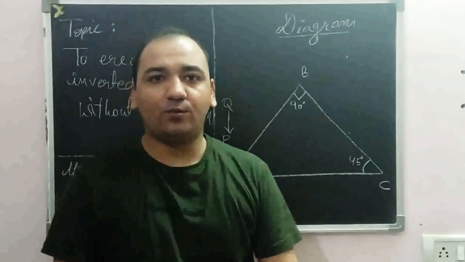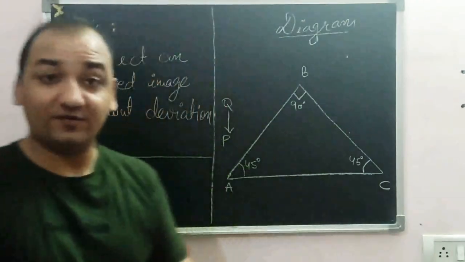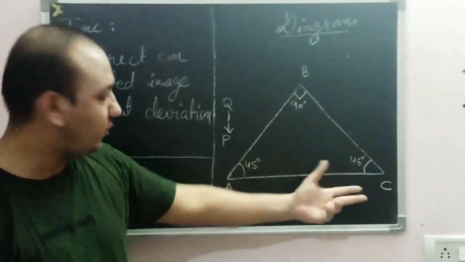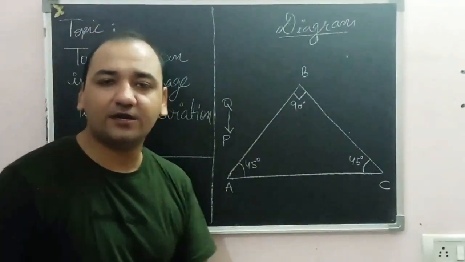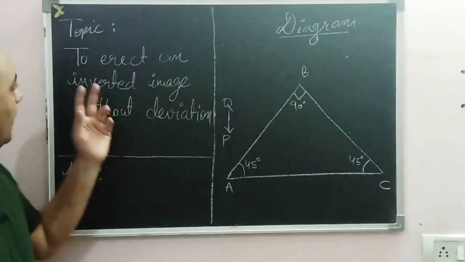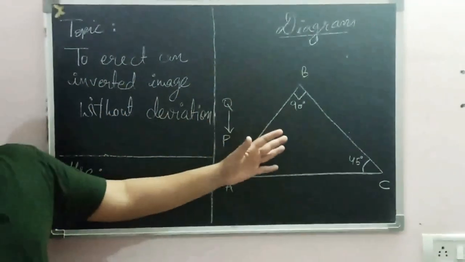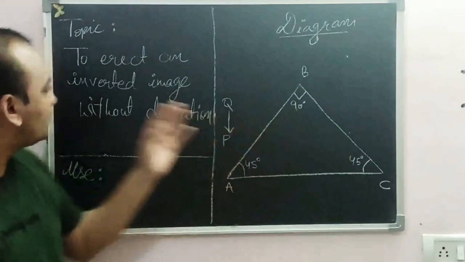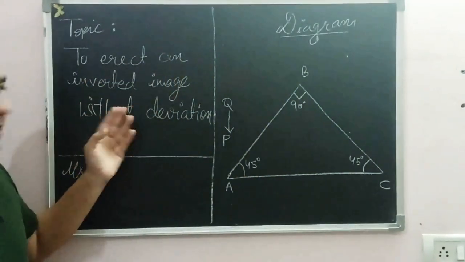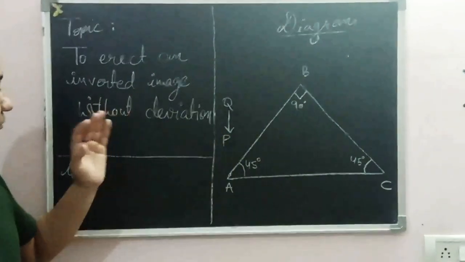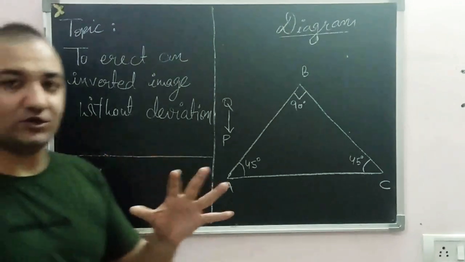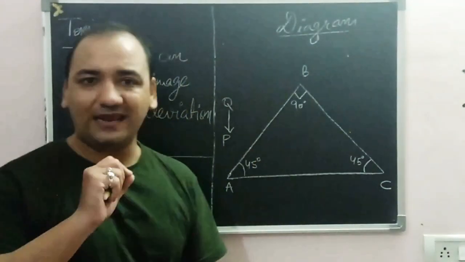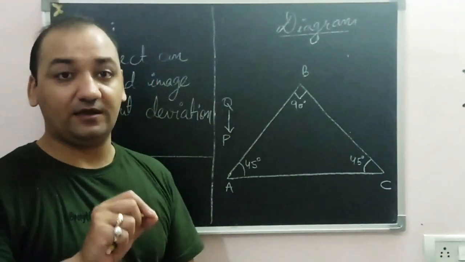So here we are with our third subcategory of the prism that we were talking about, which is an isosceles right angle prism. As you can see, one angle is 90, two angles are 45. In this third subtopic we'll see how we can use an isosceles right angle prism, and implement the phenomenon of TIR so as to erect an inverted image without any deviation. What is special about this subtopic is that the way we are putting this ray incident is very much different.